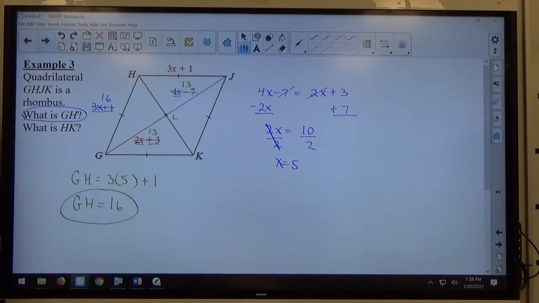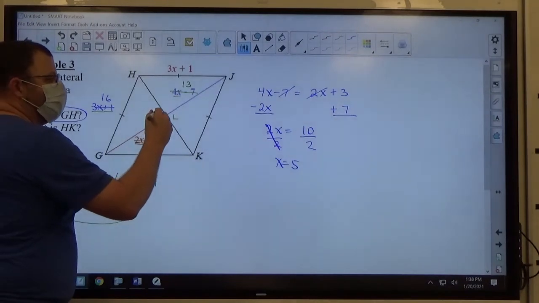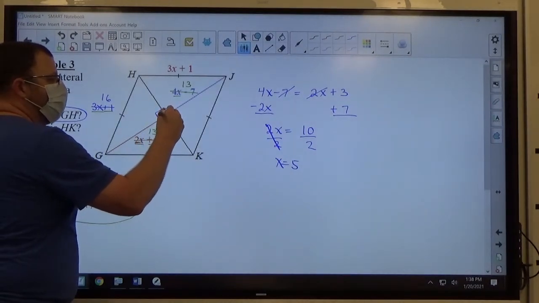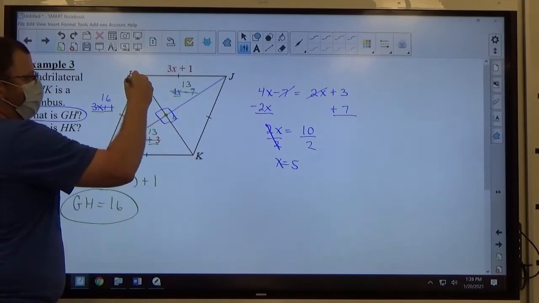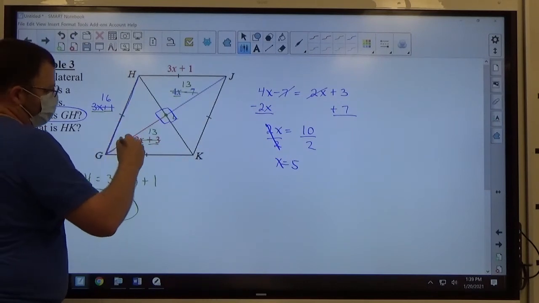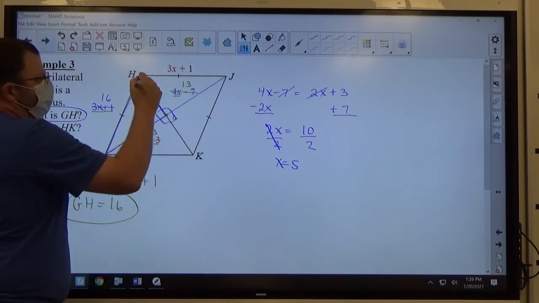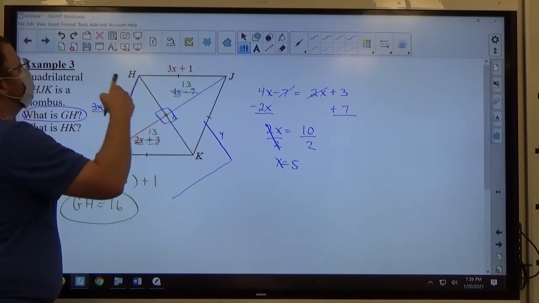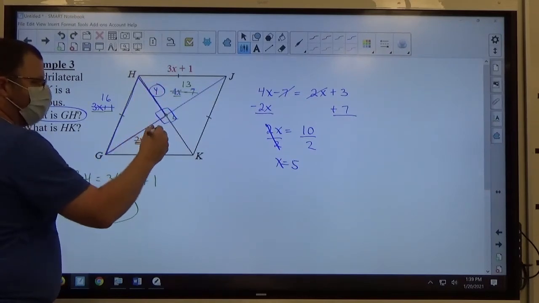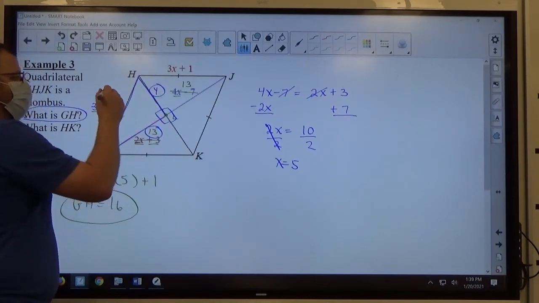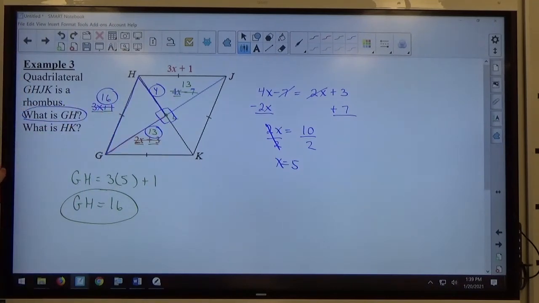Very good. What Emma noticed, it's not drawn in the picture, but again, we have a rhombus, right? If you fill in stuff you know about a rhombus, the two diagonals bisect each other perpendicularly. So this is a right angle, this is a right angle, this is a right angle, this is a right angle. If I focus in on this right triangle, GHL, I don't know how long HL is, but I'm calling it y. I know GL is 13. These are my two legs, and 16 is across from the right angle. That makes it a hypotenuse, right?